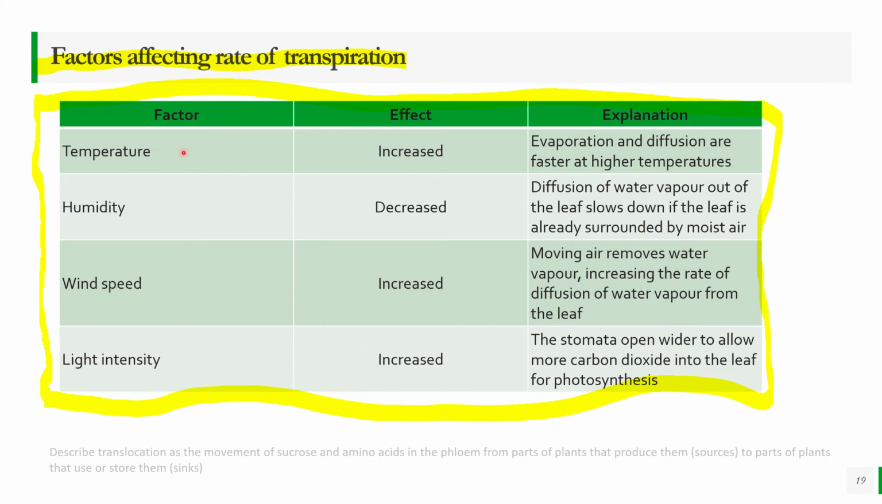Okay, so you can see temperature, effectnya increase. Kalau temperature increase, effect increase. Wind speed increase, effect increase. Light intensity increase, effect pun increase. Humidity is the only one that will slow down transpiration. Okay, ingat ini. Okay, you will see it's quite popular di soalan kalau dulu-dulu.